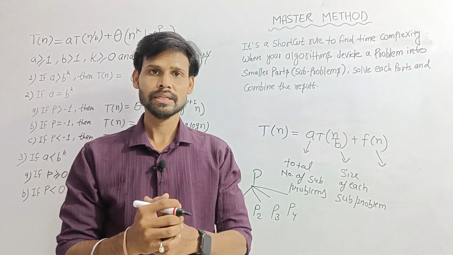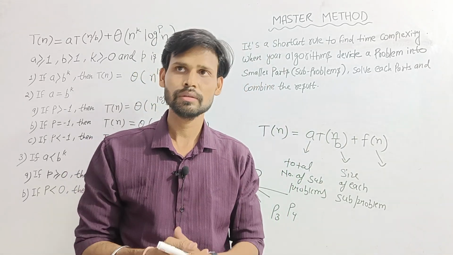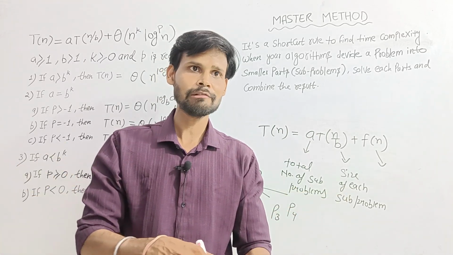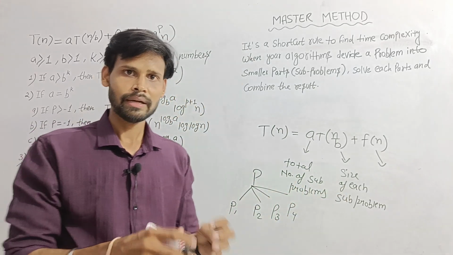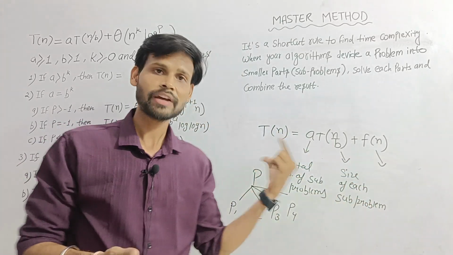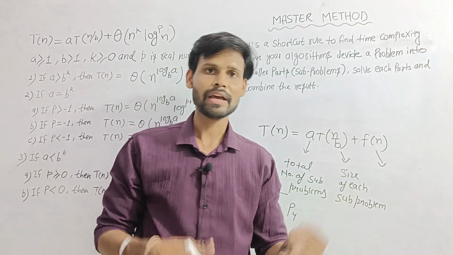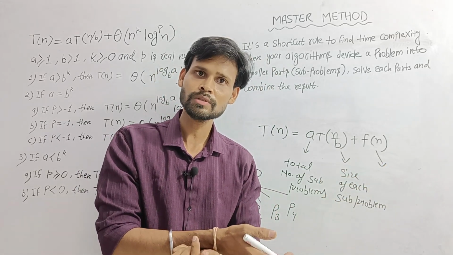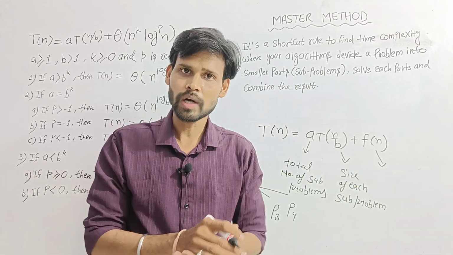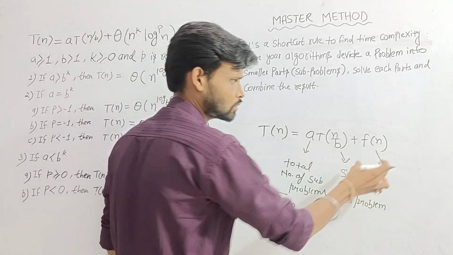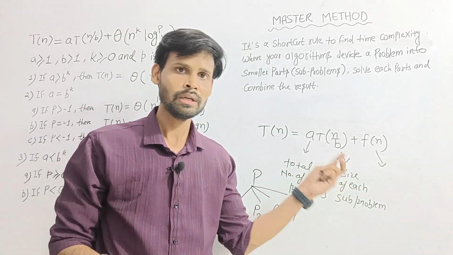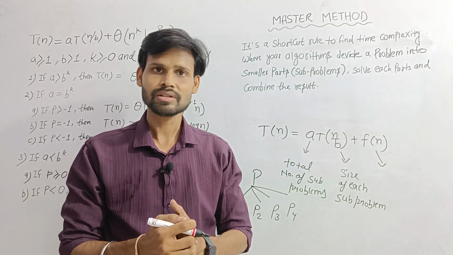Here, f of n is an extra time. When we divide the original problem into multiple sub problems, and after solving these sub problems recursively, they also have to be combined, this takes extra time. So f of n is the extra time for dividing the problem into multiple sub problems, or combining these sub problems into the original problem. So this is denoted by f of n. This is the basic recurrence equation on which we can apply the master method.